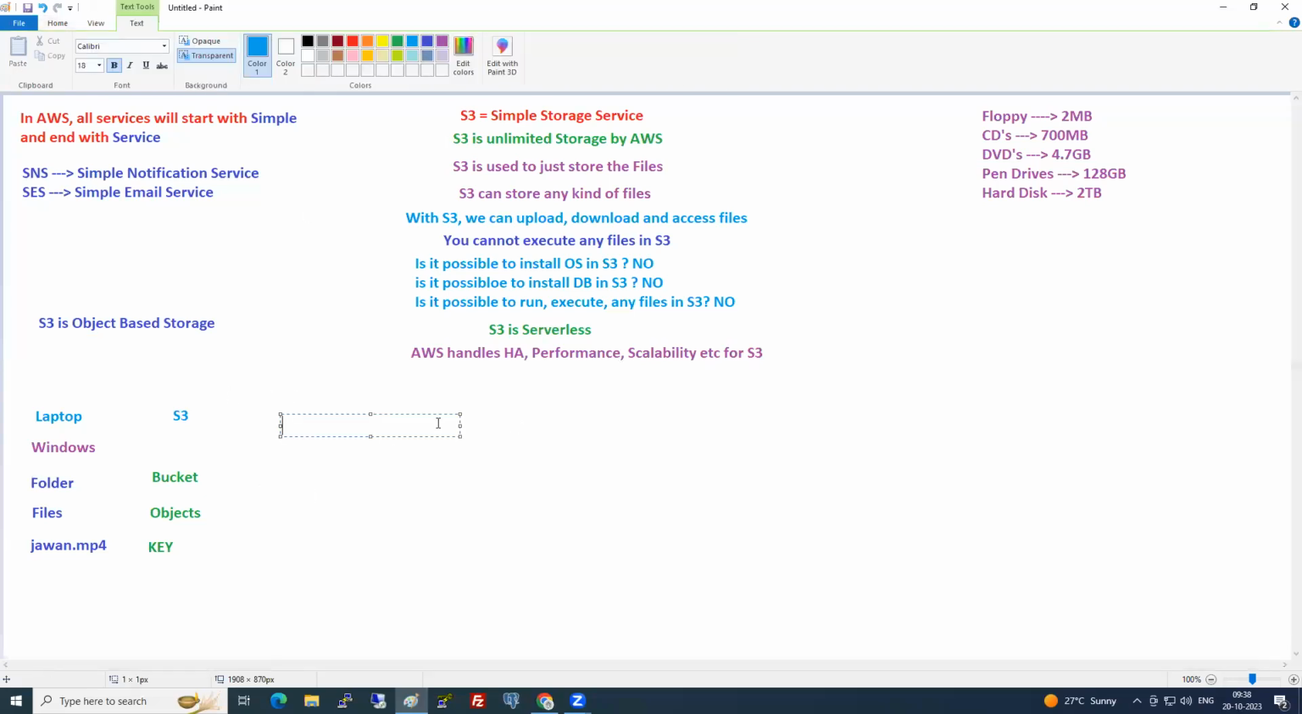Okay. Now, what is a bucket? You know, in S3 we create a bucket. But what is a bucket? Can we say bucket is a container of objects?